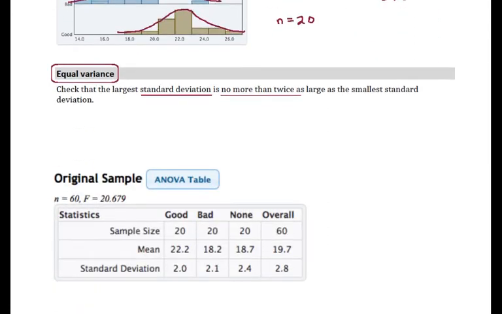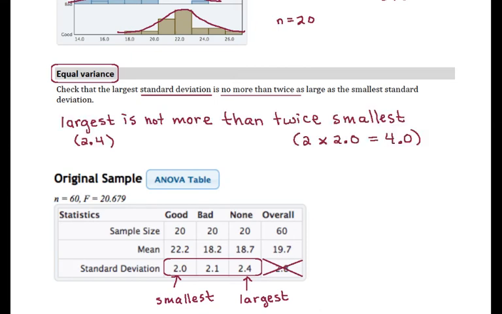So in order to check this, we have to go back to our summary statistics. The three standard deviations that we're interested in are those for good, bad, and none. We don't want to look at this overall standard deviation. That's for the whole data set pooled together. It's okay if that's really big. So the largest here is 2.4. The smallest is 2.0. And we can see that the largest is clearly less than twice the smallest, so our equal variance condition here is met also. Since our largest is not more than twice the smallest, we'd say equal variance condition okay.